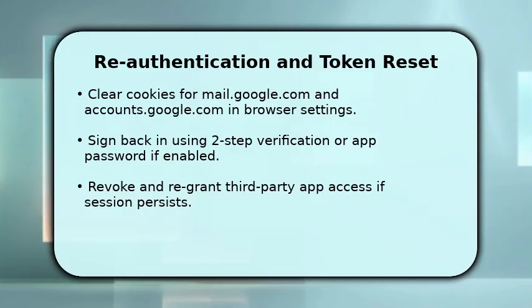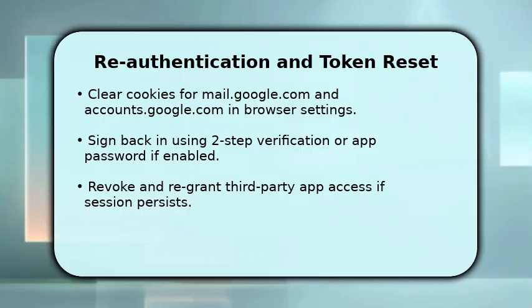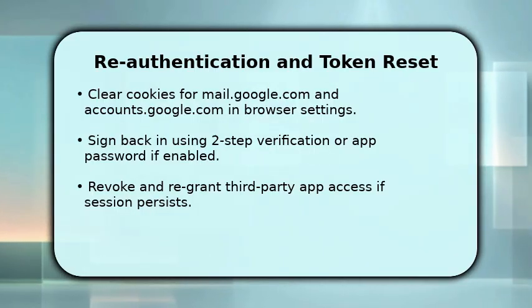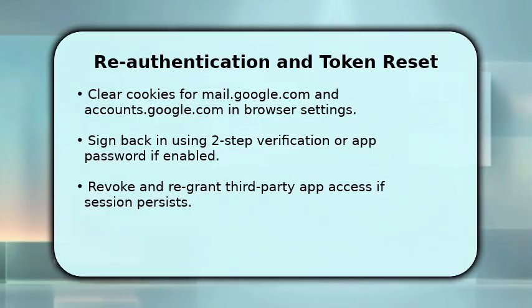For app-specific issues, create or use an app password instead of your main password. If stale tokens still occur, go to Security, Third-Party Apps and revoke access. Then re-grant it so Google issues new credentials tied to your session.